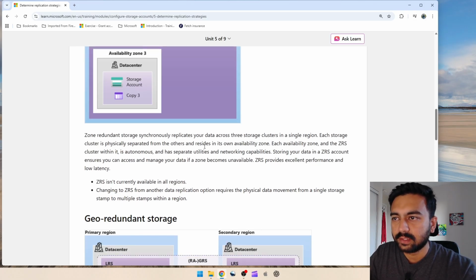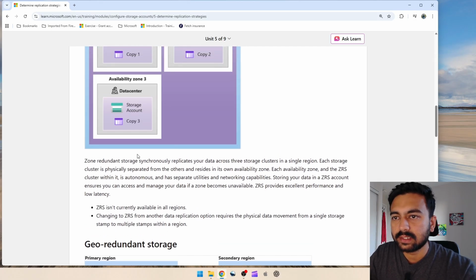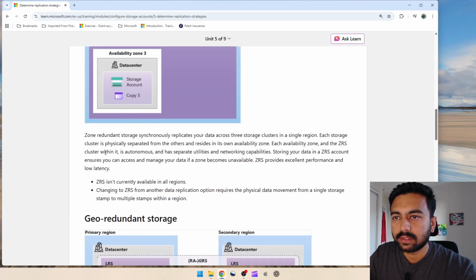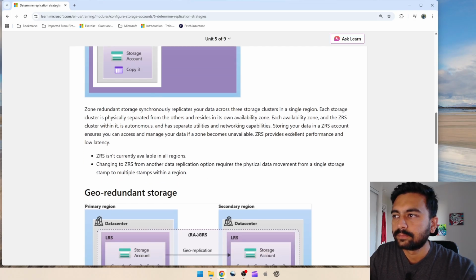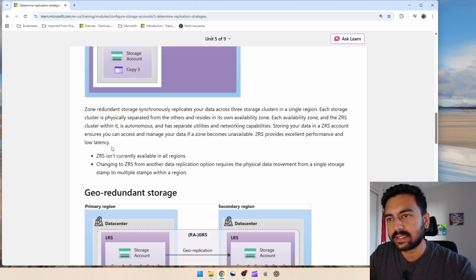So physically separate from the others, each ZRS cluster resides in its own availability zone. So zone redundant storage cluster within it is autonomous, with separate utilities and networking. It means you can access and manage your data if a zone becomes unavailable. Excellent performance and low latency because there's multiple copies, right? 3 copies.